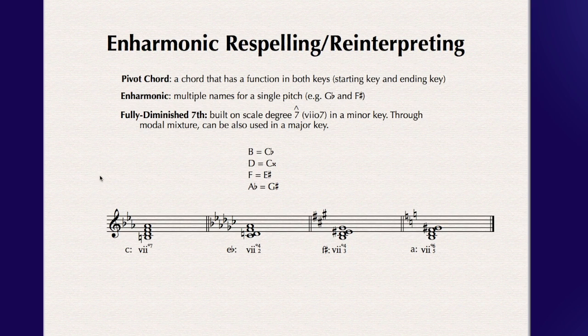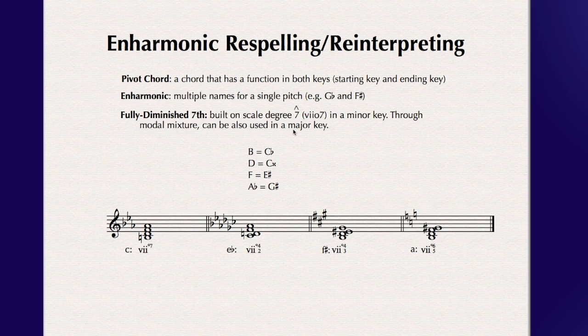So, as a review, a pivot chord is a chord that has a function in both keys, both the key the phrase starts in and the key that is your destination after the modulation. Enharmonic just means multiple names for the single pitch, so enharmonically respelling means calling a G flat an F sharp, for instance.